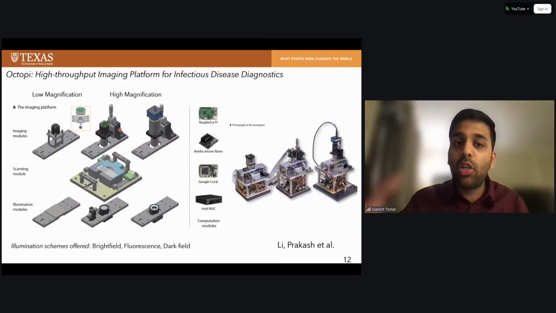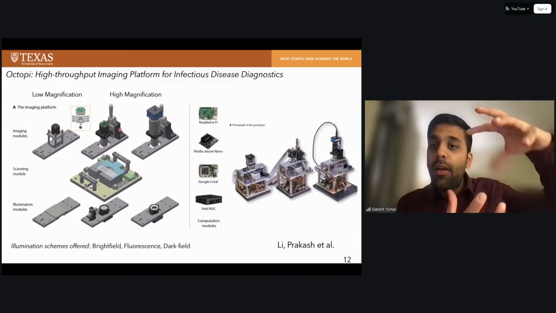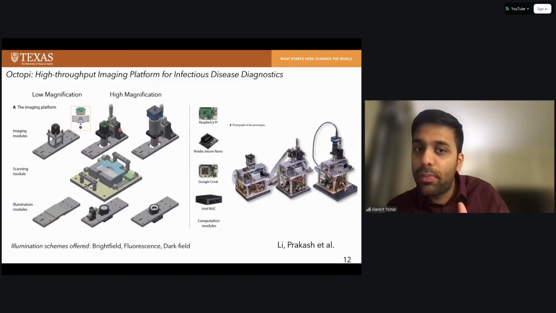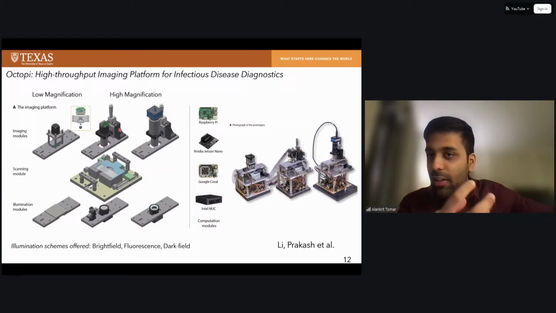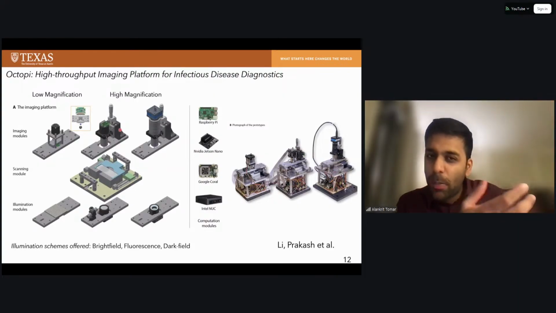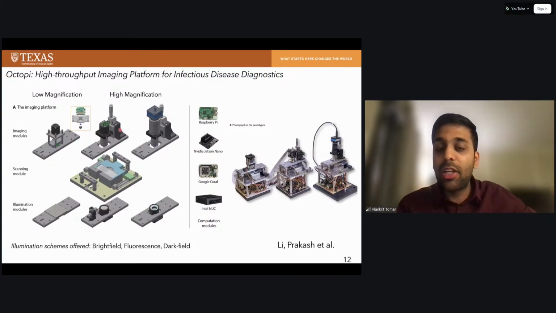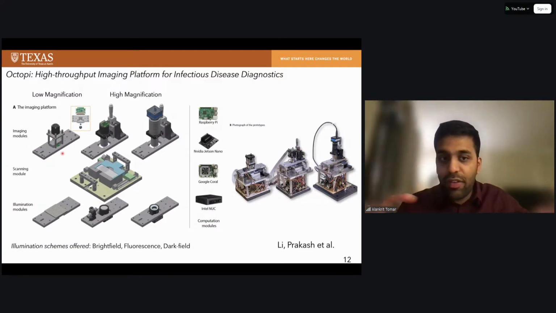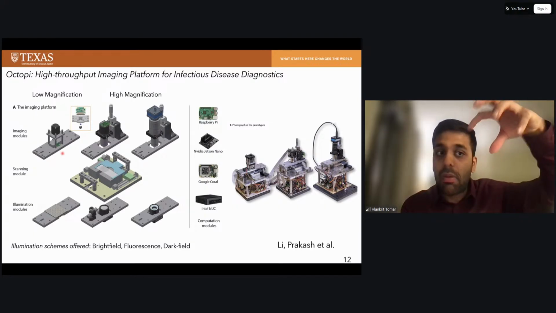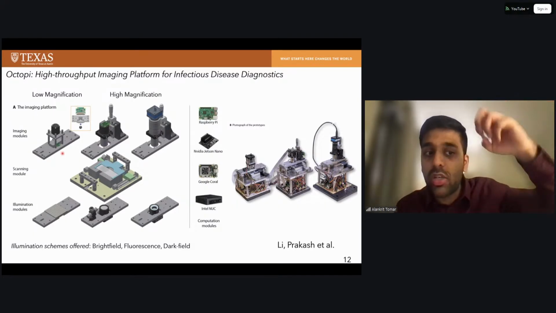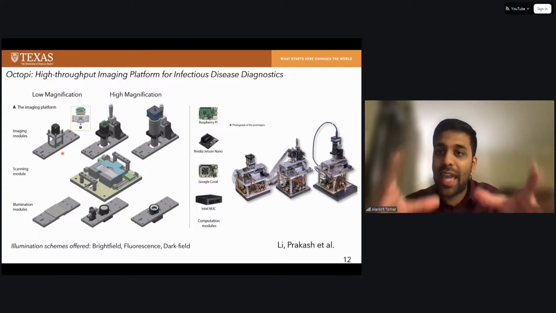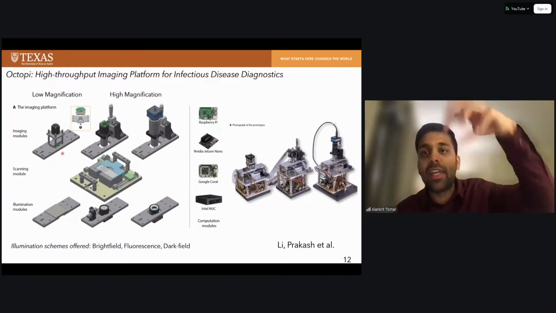So the lab of Manu Prakash has come up with a modular microscope, which you can put together like Legos, or, back in the day, we had something called mechanics. I'm sure a lot of students in the crowd must have built that. This device, which is called the Octopi, consists of different kinds of imaging modules, illumination modules, and scanning modules. And you can just pick and choose.